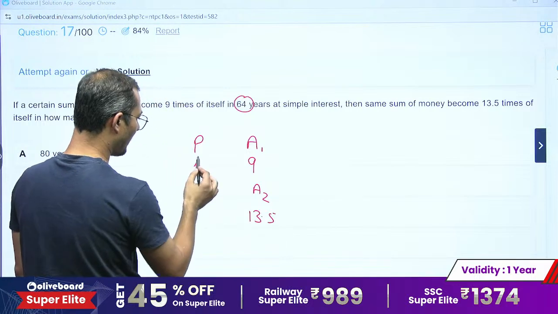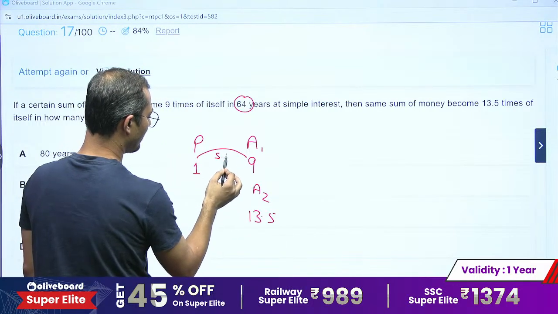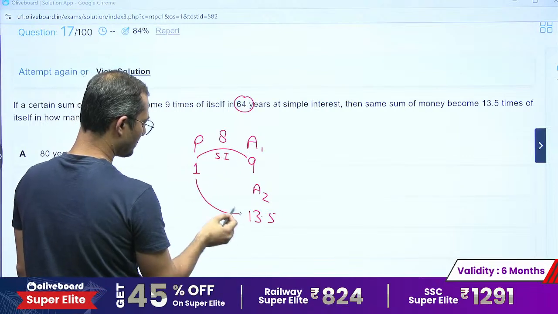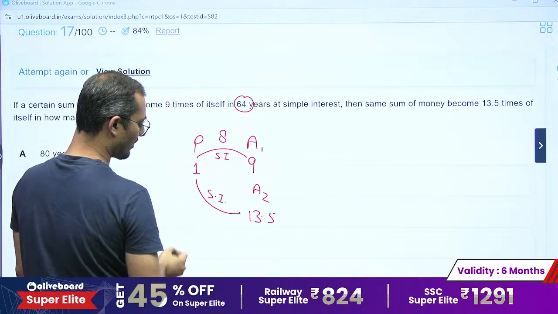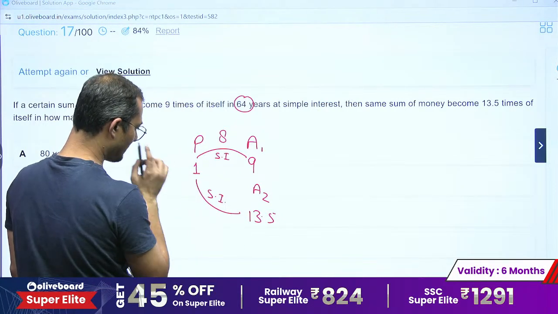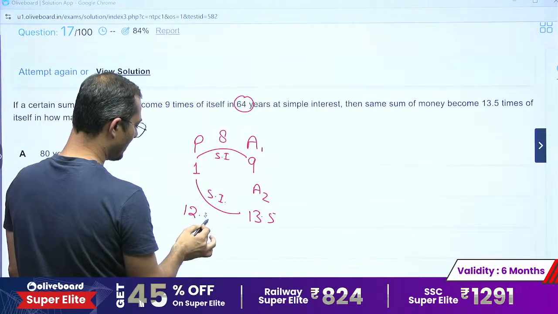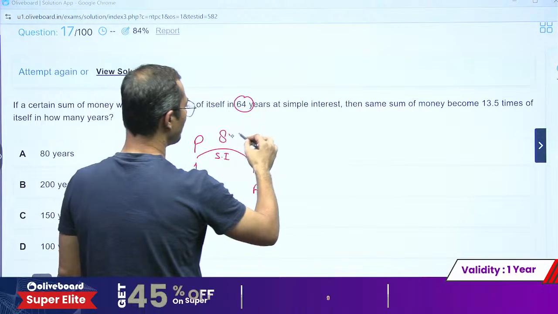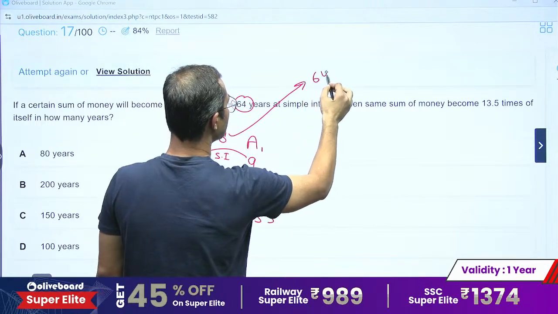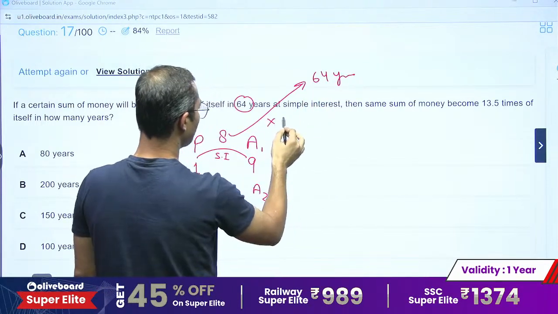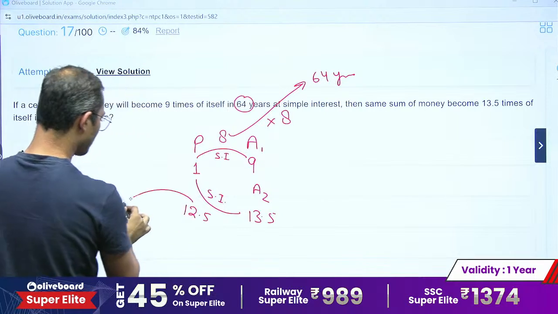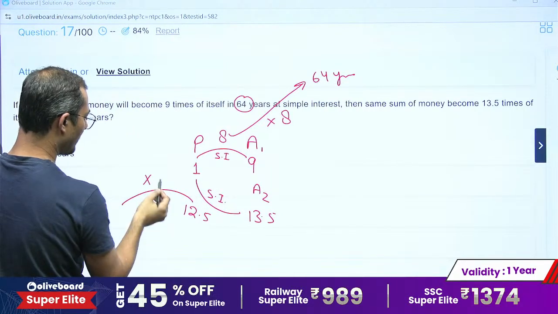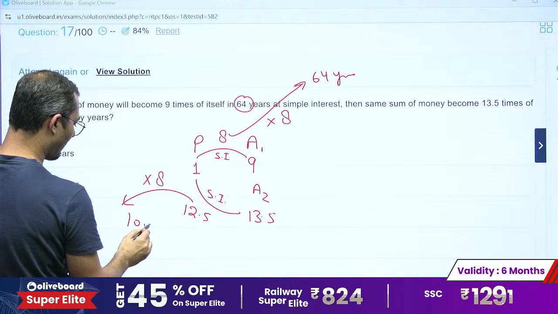See, for earning simple interest, what is the simple interest? 9 minus 1, 8, right? And now how much simple interest is required? It is required 12.5, right? So 12.5 unit simple interest is required. To earn 8 unit of simple interest, we need 64 hours, right? So how much time? 8 times, right? So to earn 12.5 unit simple interest, we need 12.5 into 8. So we need 100 years, right?